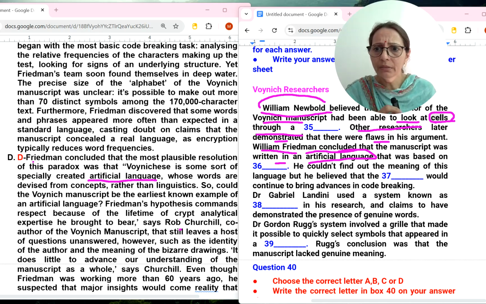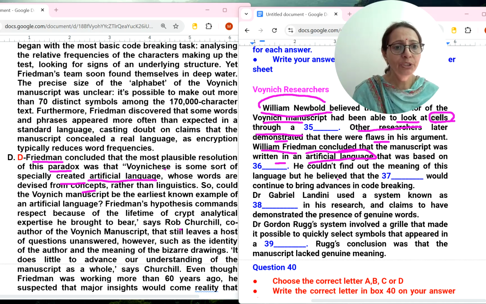Friedman concluded that the most plausible resolution of this paradox was that Voynich is some sort of specially created artificial language whose words are devised from concepts. So here, artificial language that was based on concepts. So whose words are devised from concepts. So for 36, concepts will come. The answer will be concepts.